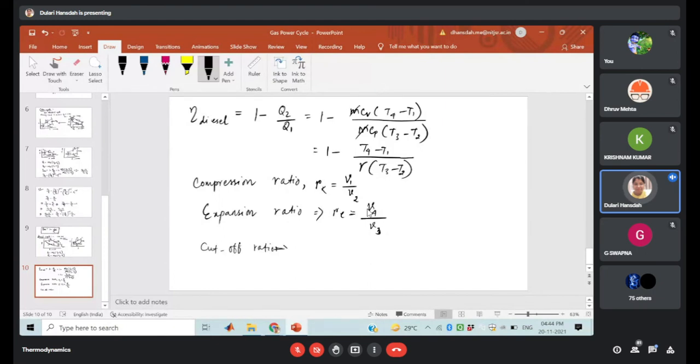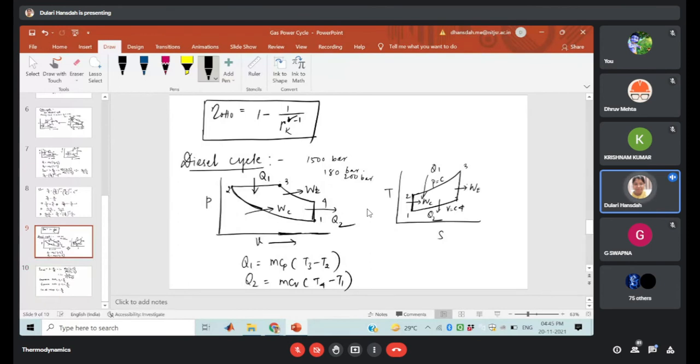So cutoff ratio is the ratio of the end of the fuel injection volume to the minimum volume. Okay, so that is your V2. Okay, so that is your cutoff ratio. तो यहाँ पे आप देख सकते हैं कट ऑफ मीन्स your fuel injection will start at this point to this point. Okay, so this is the time up to which your fuel injection will occur. So it is the end of the fuel injection, and that is known as your cutoff volume. V3 is the cutoff volume, and this one is the minimum volume, V2. Okay, the ratio of the cutoff volume and the minimum volume is known as your cutoff ratio.